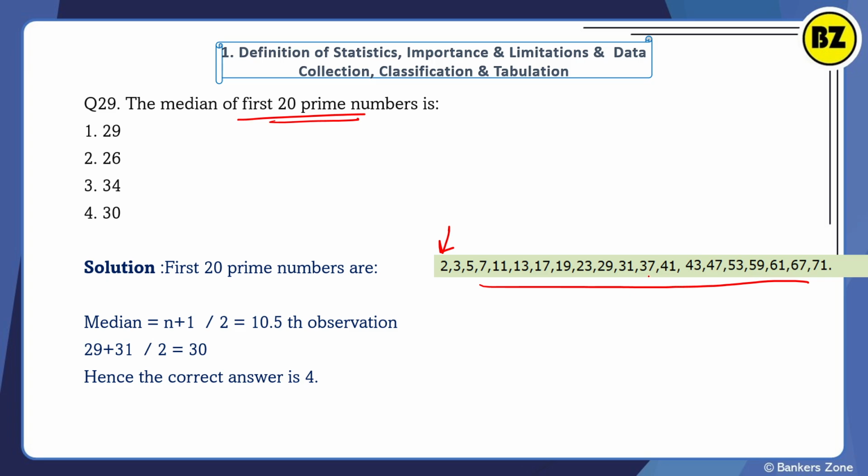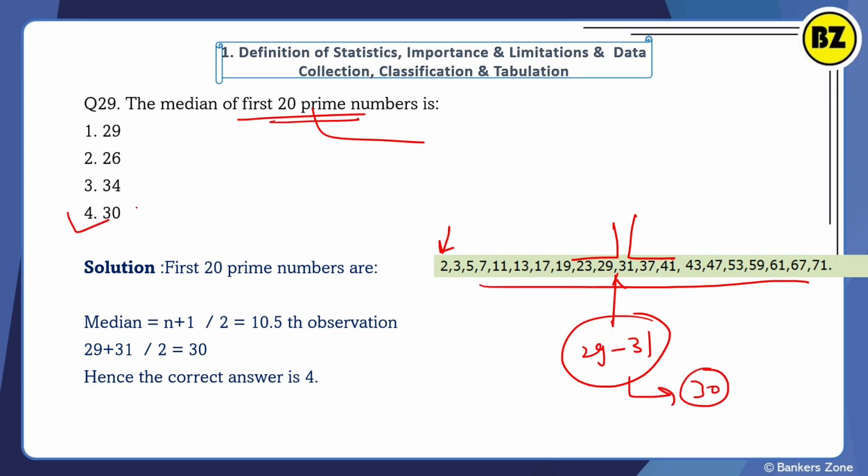So see, there is an even count of numbers, so you can leave 10 on this side and 10 on this side. Easily you can do this. So the middle value you have to identify. What is the middle of 29 and 31? The middle value is 30. So you can orally say 30 is the answer.